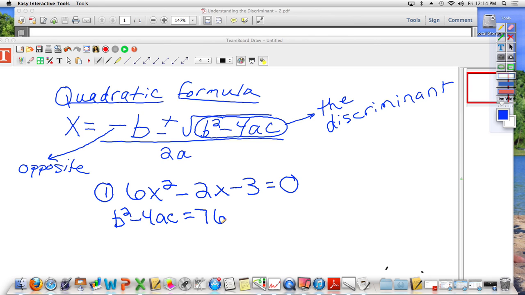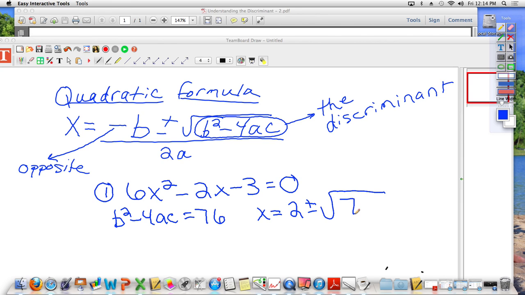So I'm going to take that value of 76 and put it into the quadratic formula. So x is equal to, according to the formula, you need the opposite of the b value. The b value in this case is negative 2. So what is the opposite of negative 2? Positive 2. So it's 2 plus or minus. That's where our two solutions come from. We're going to be adding some things together, and we're going to be subtracting. The formula says plus or minus the square root of what? Of the discriminant, which we just figured out is 76.